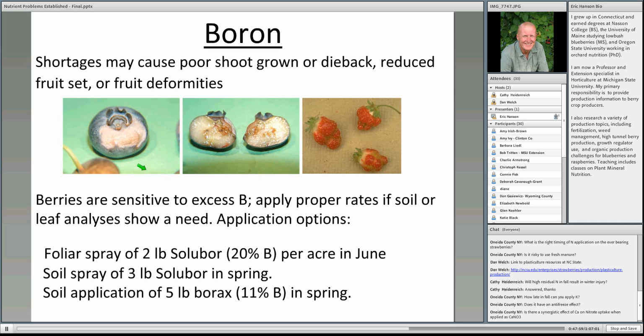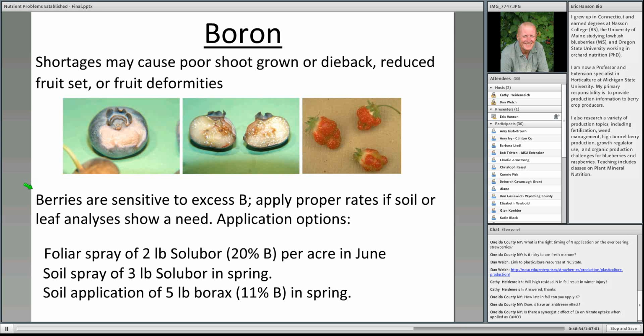Getting back to boron, though, I wanted to mention that berries, like most crops, are very sensitive to excessive boron. So applications should be made only if the soil or leaf analysis indicate a need. So applying boron because somebody told you that it may correct deformed berries is a poor approach if you don't have some data on boron levels in the soil, and more importantly in the leaves.